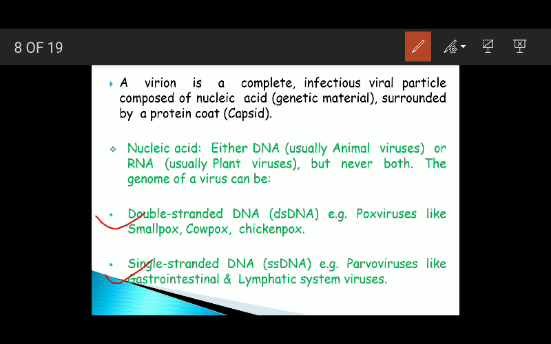The first one is double-stranded DNA viruses, those viruses which contain double-stranded DNA as their genetic material, and the examples are pox viruses like smallpox virus, cowpox virus, and chickenpox virus. Now, those viruses which contain single-stranded DNA as their genetic material, and the example is parvoviruses like gastrointestinal and lymphatic system viruses. The viruses which are found in the gastrointestinal tracts and lymphatic systems of animals contain single-stranded DNA as their genetic material.